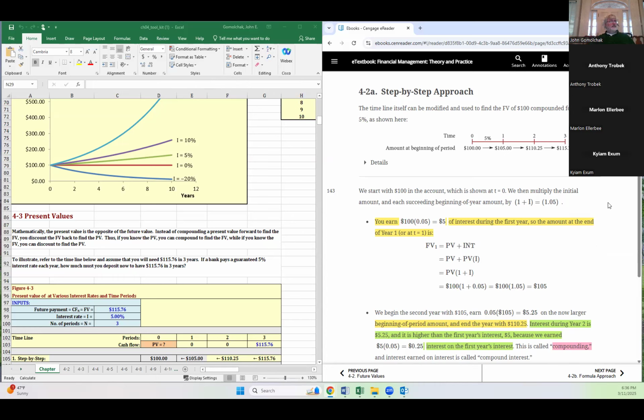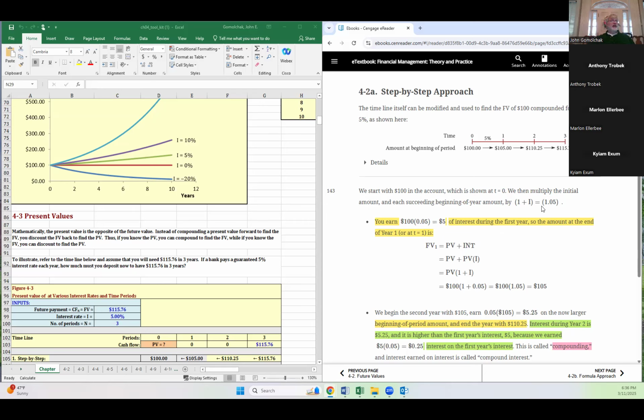All right, so the step-by-step approach for coming up with, I guess we're doing future value here. You start with $100 in the account, and we multiply the initial amount and each succeeding beginning of each year by 1 plus I, so 1.05. So you earn 100 times 0.05, $5 of interest in the first year. We start the second year not with 100, but with 105.